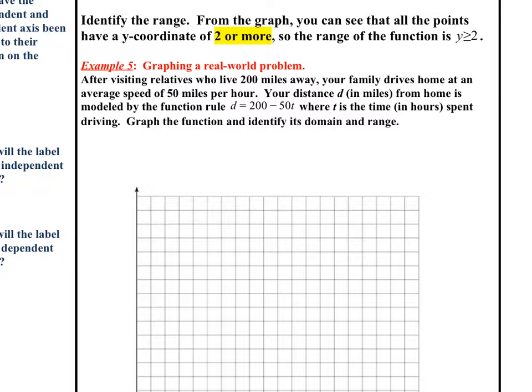After visiting relatives who live 200 miles away, your family drives home at an average speed of 50 miles per hour. Your distance, d, in miles from home is modeled by the function rule d, for distance, is equal to 200 minus 50t, where t is time in hours spent driving. Graph the function and identify its domain and its range.